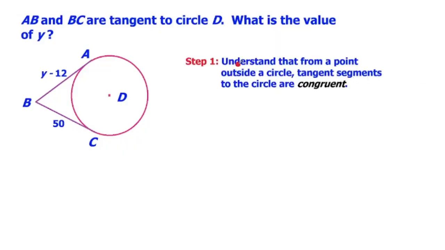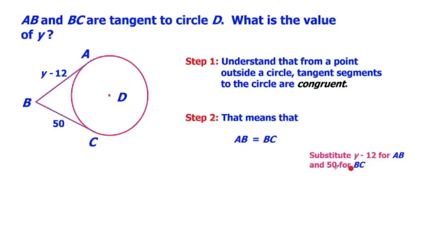So we need to understand that from a point outside a circle, tangent segments to the circle are congruent. So any two lines that are tangent and meet at a point tell us that these two lines are the same length. Okay? So that means AB equals BC. Now we can substitute y minus 12 for AB and 50 for BC, okay?